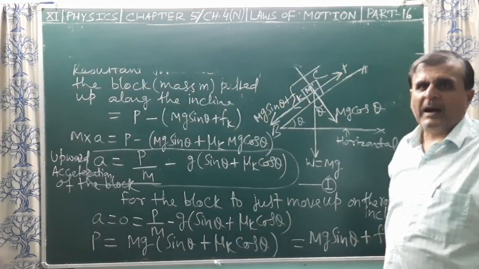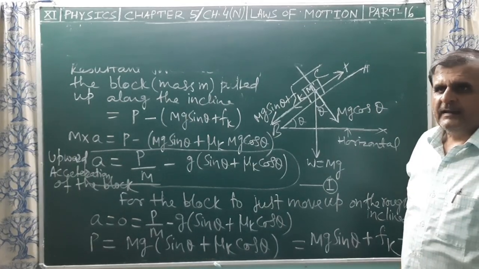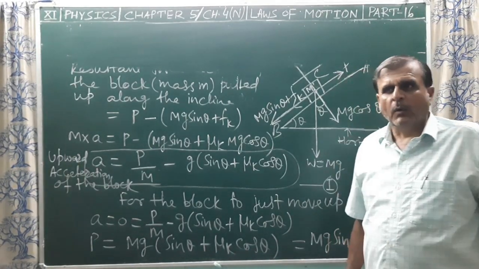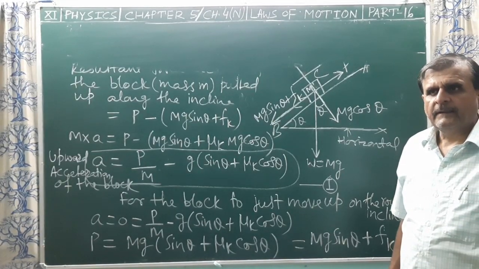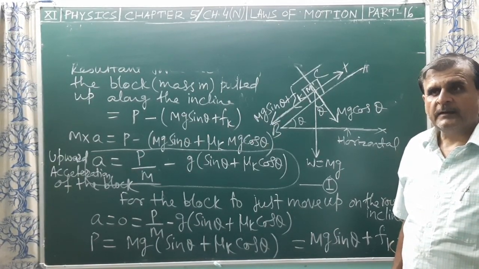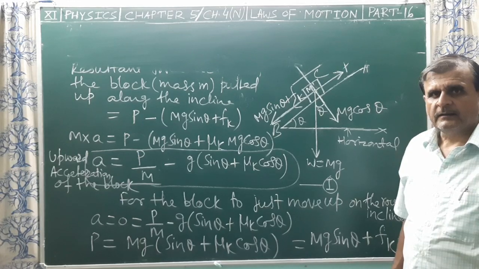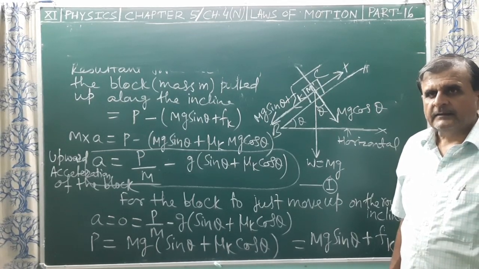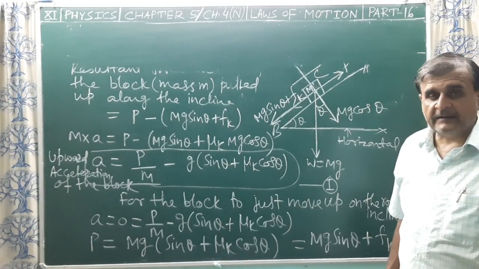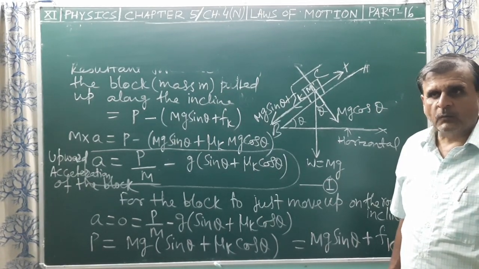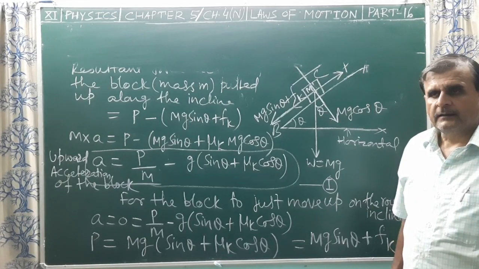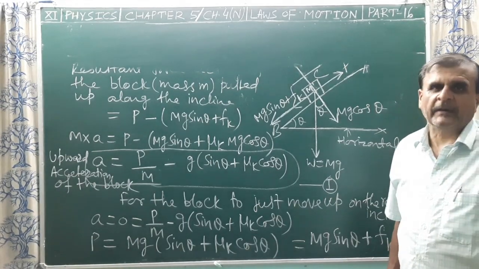Suppose a block of mass 20 kg is moved up with the help of an external force, say P. The inclination of the rough inclined plane is 30 degrees with the horizontal. So what will be the minimum force required to pull the block upward over the rough incline?